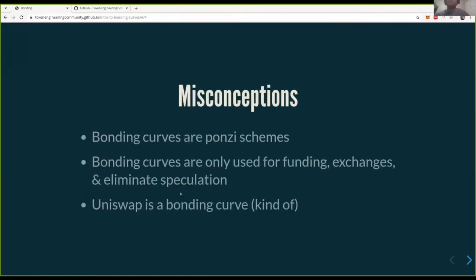There are a lot of misconceptions about bonding curves, mainly because of the sort of applications that they've been used for. As you saw, curation markets as well as automated market makers were developed alongside each other. A lot of people, because of the use of bonding curves for funding or exchanges or various other funding mechanisms, think they're Ponzi schemes. Uniswap has also been talked about as a bonding curve, and it's kind of a bonding curve. So you'll see some of the properties where it differs later.